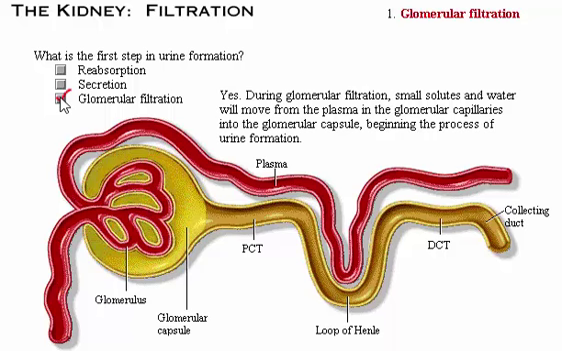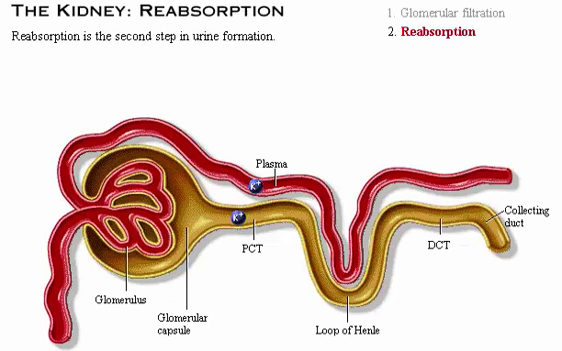Reabsorption is the second step in urine formation. Drag the potassium ion in the direction it would move if it was reabsorbed into the plasma.